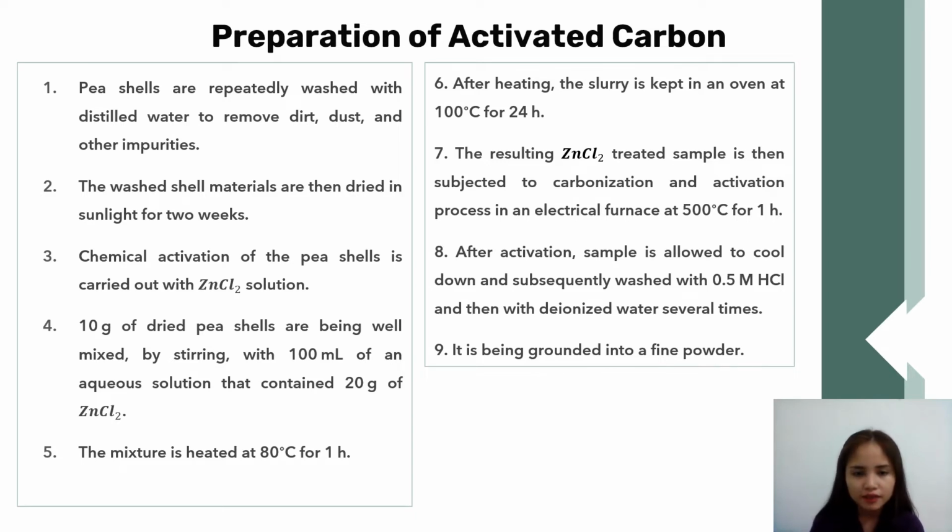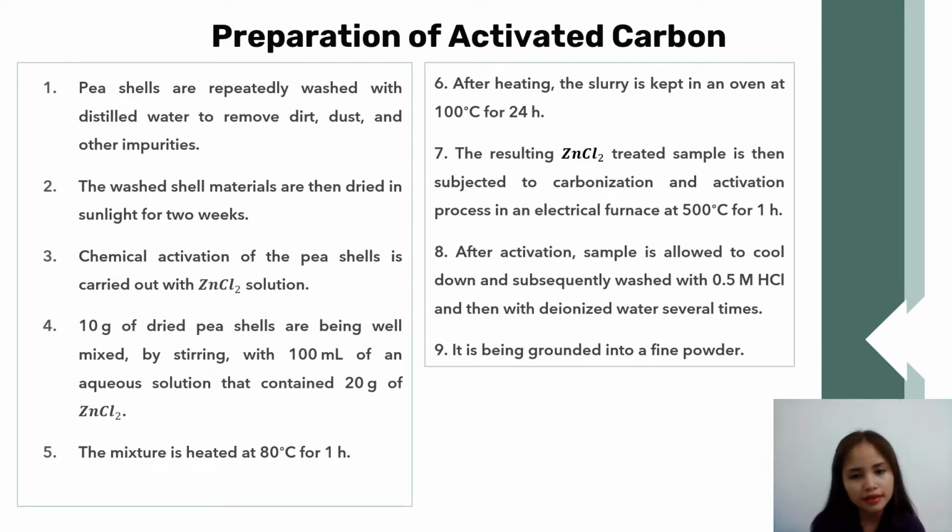The chemical activation of the pea shells is carried out with zinc chloride solution. Then, 10 grams of dried pea shells are well mixed by stirring with 100 ml of an aqueous solution that contains 20 grams of zinc chloride. The mixture is then heated at 80 degrees Celsius for 1 hour.